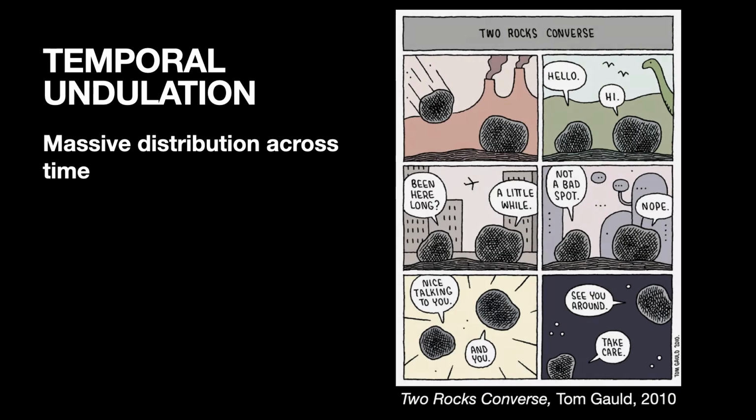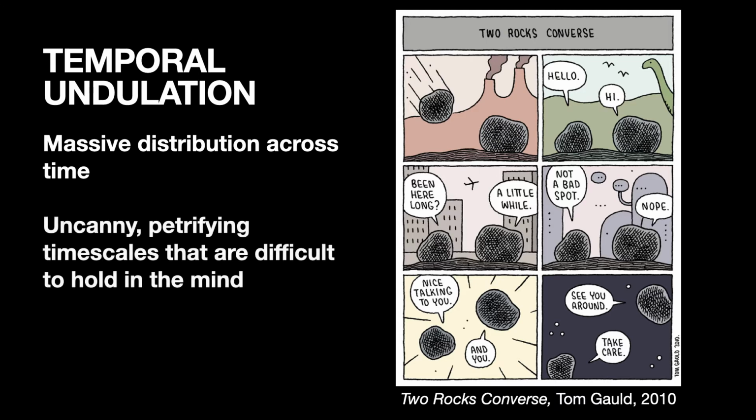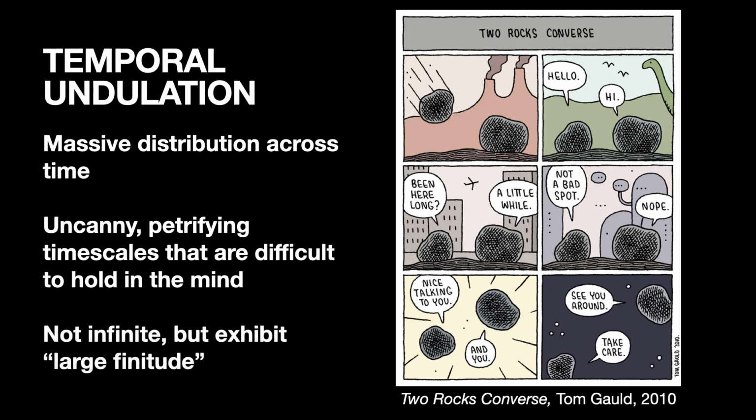Hyperobjects are massively distributed in time, so much so that they become uncanny as we cannot see to the end of them. They make us realize that we're already lost inside them. Morton references this cartoon of two rocks conversing to convey the temporal span of hyperobjects and the intersection with human temporality. Such timescales are baffling, terrifying, difficult to hold in the mind, yet they're not infinite. They offer instead very large finitude.